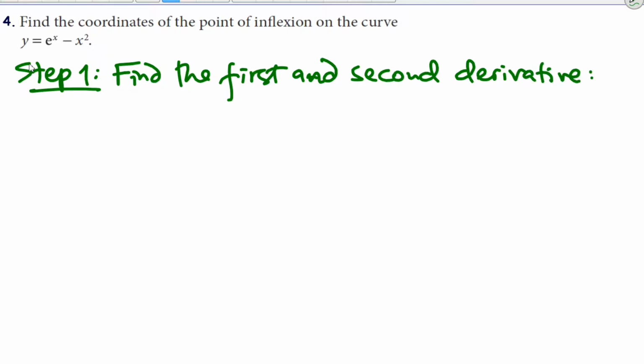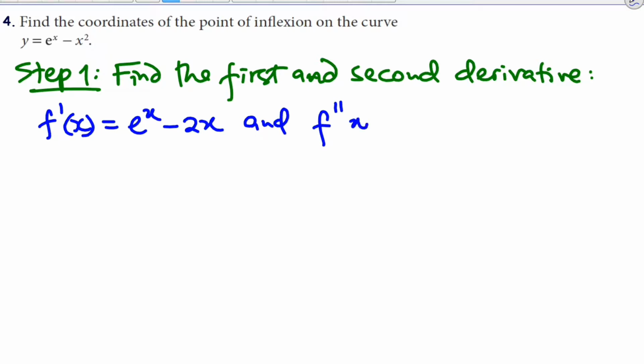So the first derivative will be e to power x minus 2x, and the second derivative will be e to power x minus 2. Now step 2 will be to set the second derivative equal to 0 and solve for the potential inflection point.